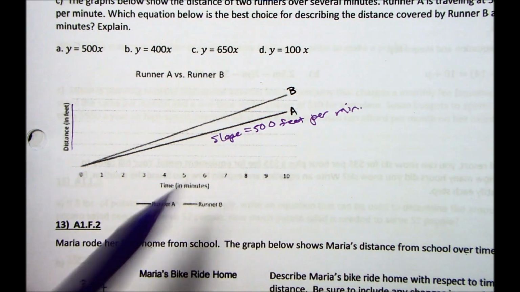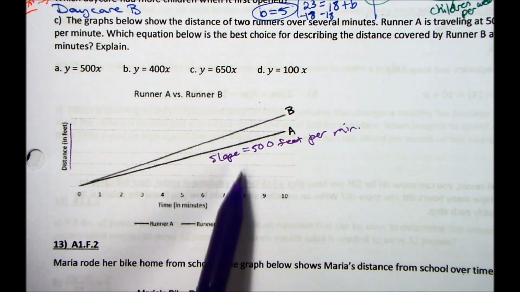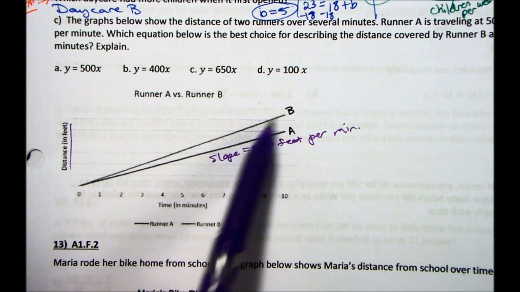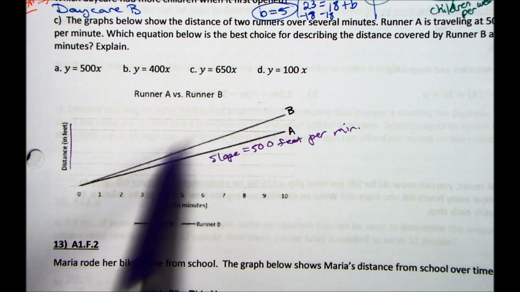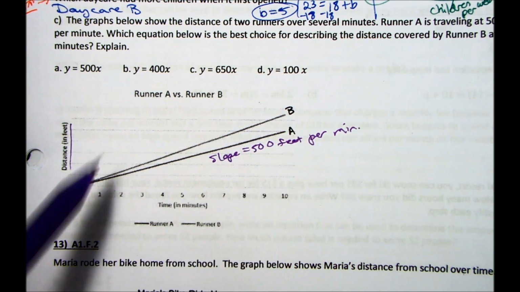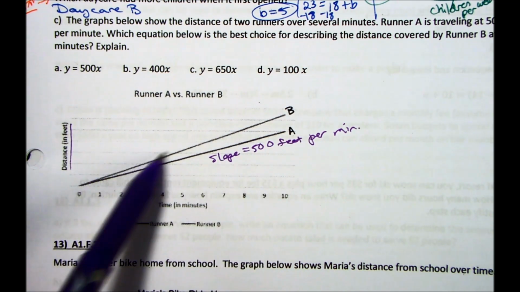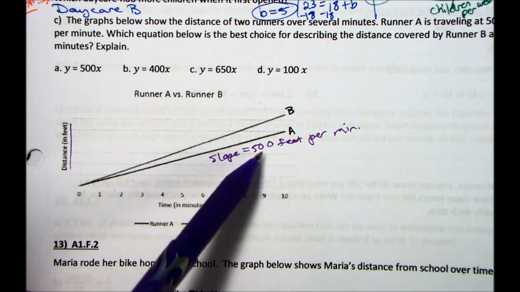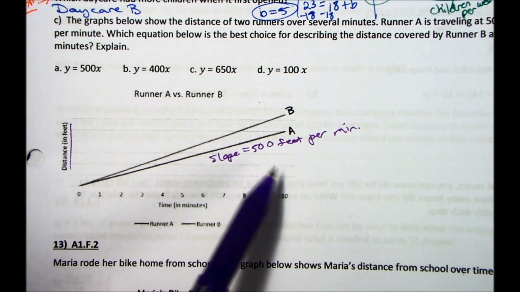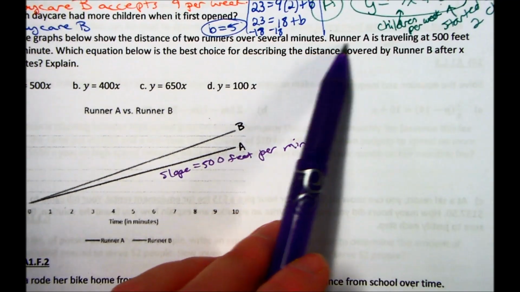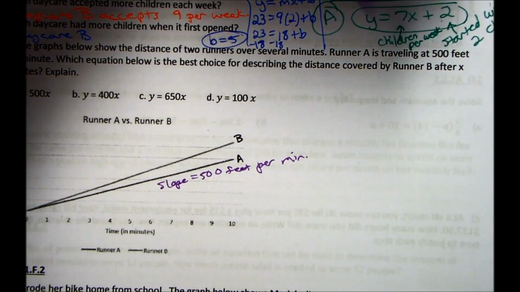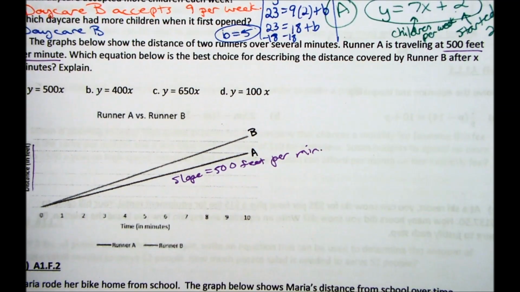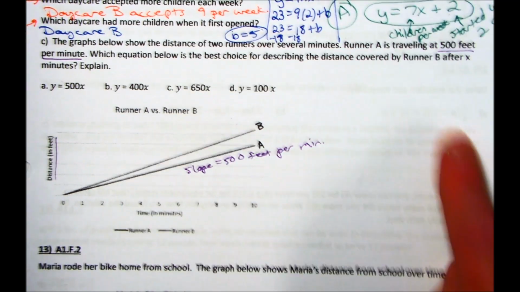So that is basically why you need to know about runner A. Because the slope for runner B, or the line for runner B, is steeper or increasing more rapidly than the line for runner A, your slope should be greater. Runner A, like we said earlier, is traveling 500 feet per minute. So that is the slope.